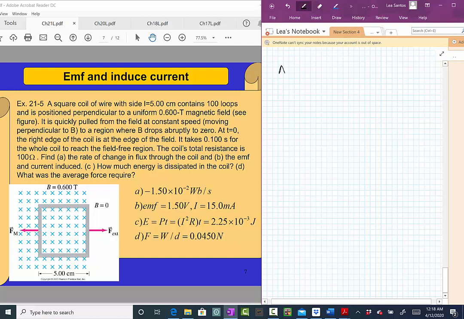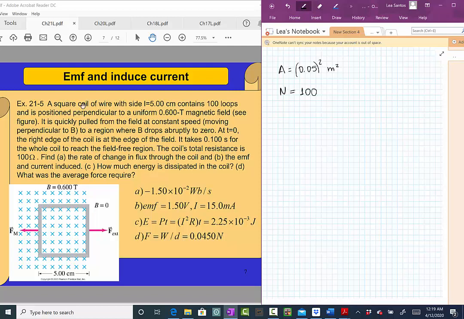The area of this loop will be 0.05 in meters squared. Okay, this in square meters. What else do they tell us? You see that this wire contains 100 loops. So it's not just once that we go around, but we go around 100 times. So N, let's also write this here, N is 100.